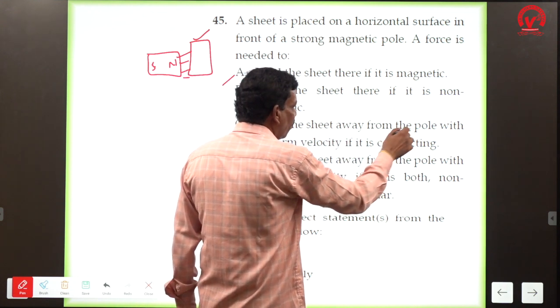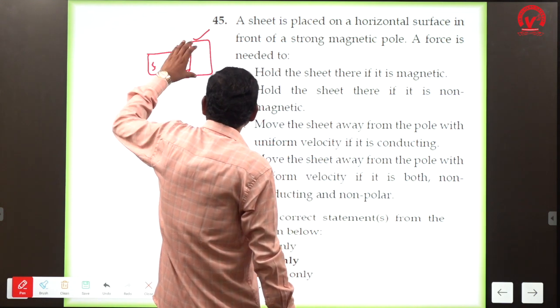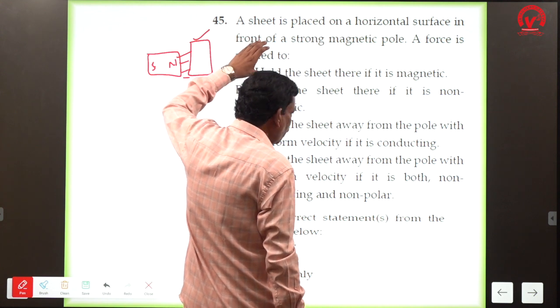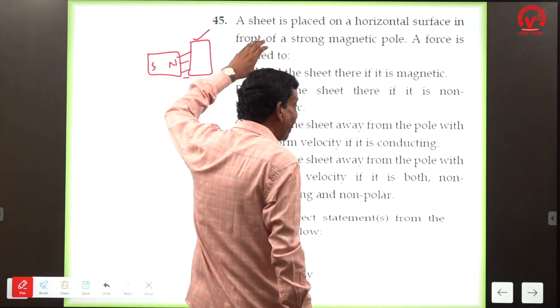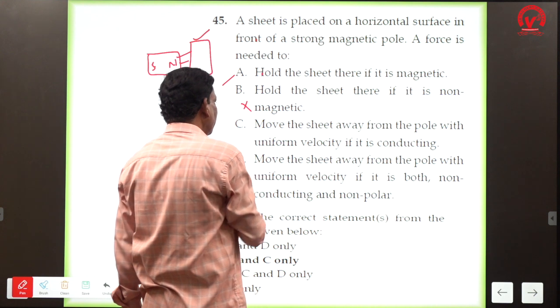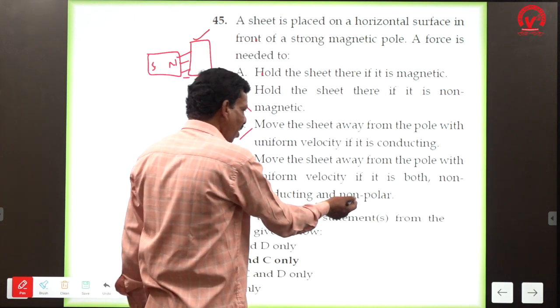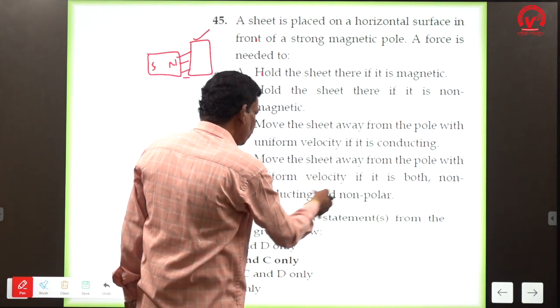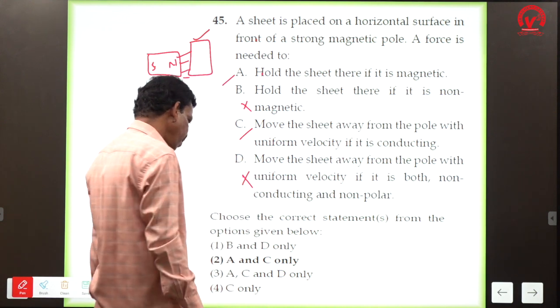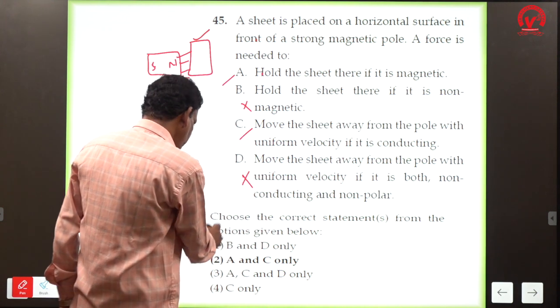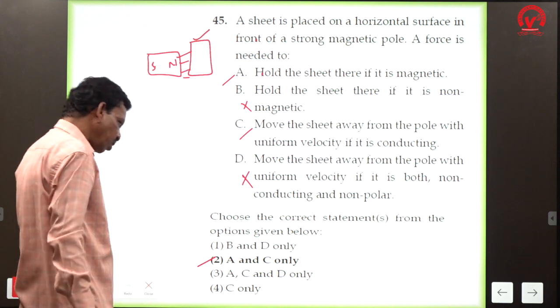Move the sheet away from the pole with uniform velocity, if it is conducting. But it is non-conducting, so that is wrong. So A and C are correct. Where is the second option correct? Let's see.